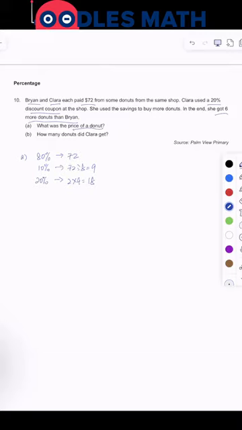Alright, so from there, we can connect that the cost of 6 donuts will actually be $18. So therefore, the cost of 1 donut will be 18 divided by 6. That gives us $3. So each donut costs $3. And that is how we get the answer for question A. Alright, now for part B, how many donuts did Clara get?